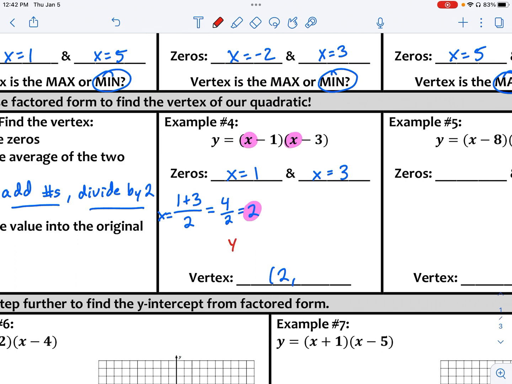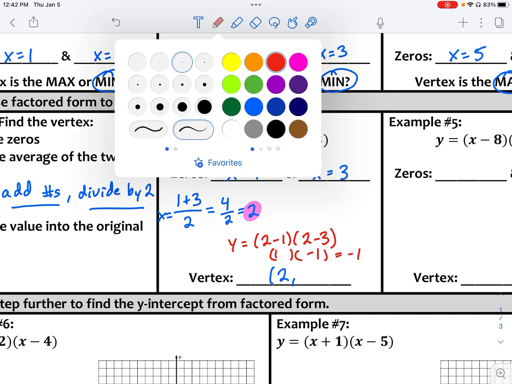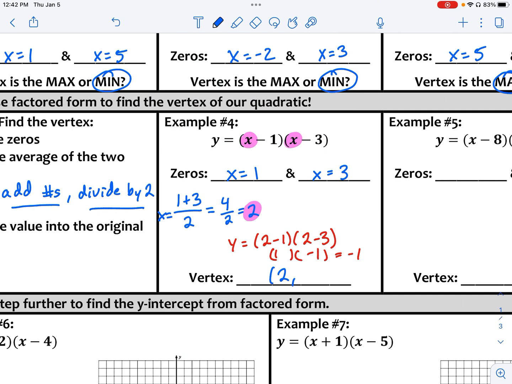So it would look like y equals 2 minus 1, and then 2 minus 3. So 2 minus 1 is 1, 2 minus 3 is negative 1, so I'm going to multiply those. So 1 times negative 1 is negative 1. So my vertex is happening at 2 comma negative 1.